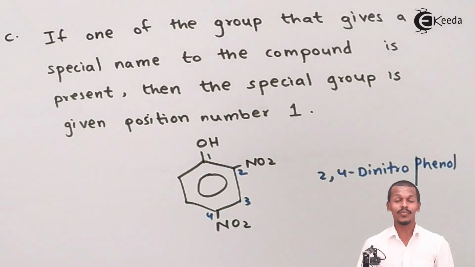These were the rules that we have studied for the monosubstituted, disubstituted, and for more than 2 substituted benzene, and this is how we have got to know the rules of the IUPAC nomenclature for them.